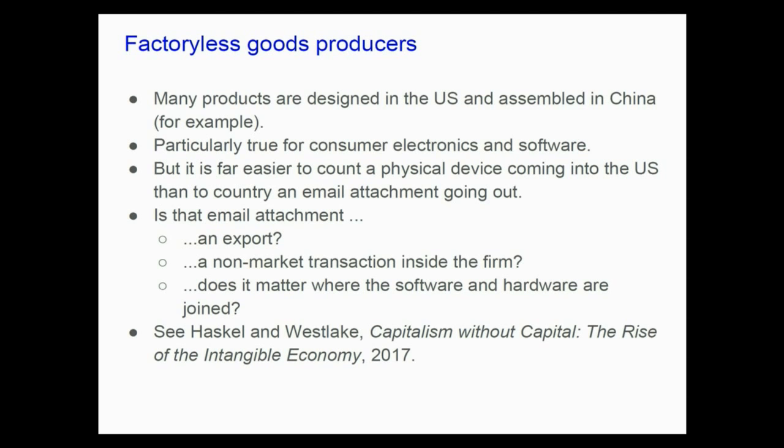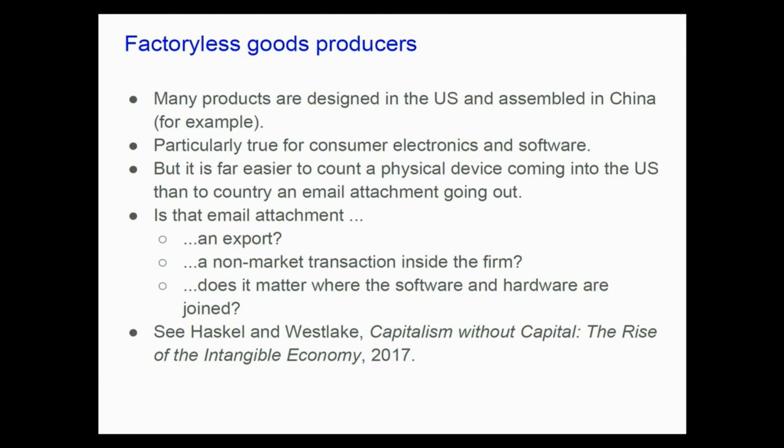Now, this is an example of what's known as factoryless goods producers. It's hard to say those words, I must say. Lots of products are designed in the US and assembled in China, and this is true globally. There are products designed in Germany and assembled in Poland or the Czech Republic or wherever. Particularly true for consumer electronics and software. It's much, much easier to count a physical product coming in through the port of Los Angeles than it is to count an email attachment going the other direction, right? And a lot of that design, a lot of the value and the costly aspects of creating the phone, is in fact in that software and design, these intangibles.